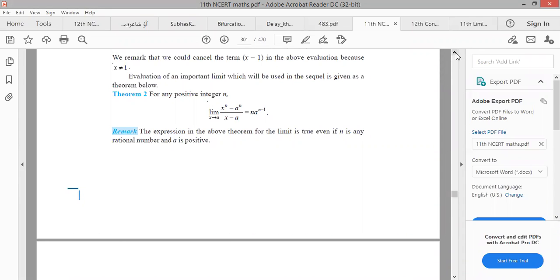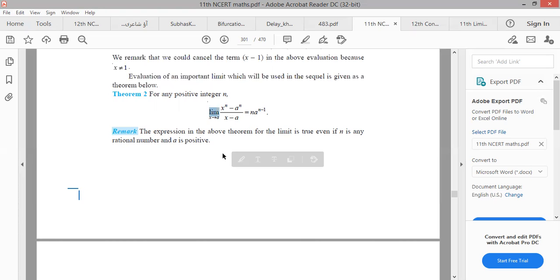Today in this lecture, we are going to discuss theorem number 2 of your chapter, continuity and differentiability. The theorem goes like this. For any positive integer n, the limit as x tends to a of the function (x^n - a^n) divided by (x - a) is equal to n a^(n-1).